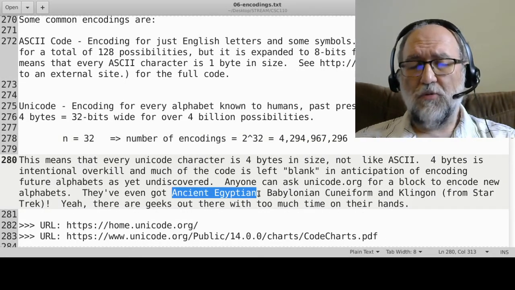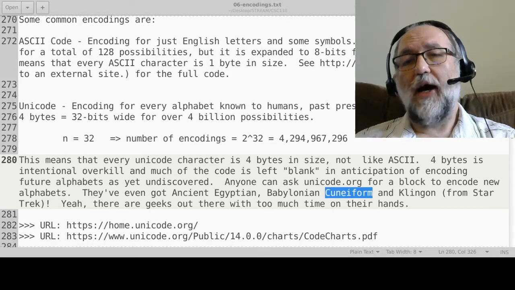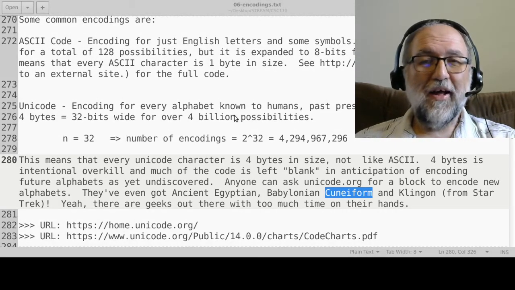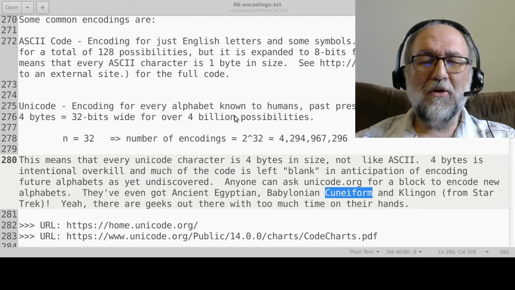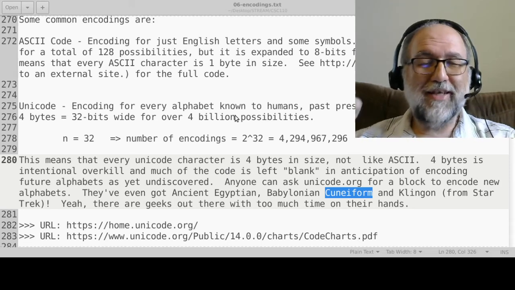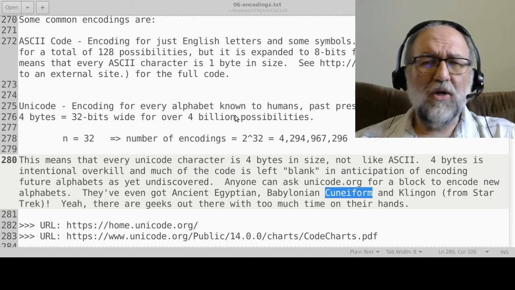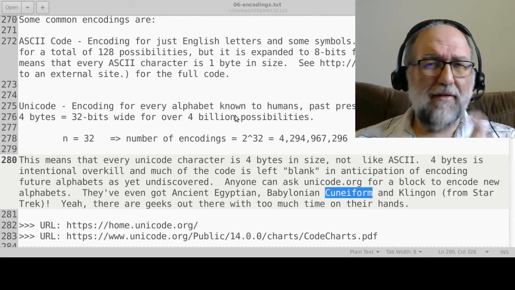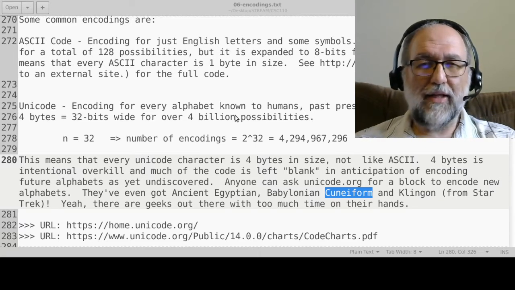They even have ancient Egyptian encoded. And believe it or not, this is just how geeky this world is. From Star Trek, the science fiction thing, there's the language Klingon, and there are all these fans of Star Trek, and they actually have a language called Klingon. It's not a real language; it's a made-up language, but it's got an alphabet that's even in there. So Unicode encodes a lot of things. It also encodes some tiny glyphs, like I think there are images of a tennis racket and things like that I've seen. So there's a lot of stuff encoded in Unicode.